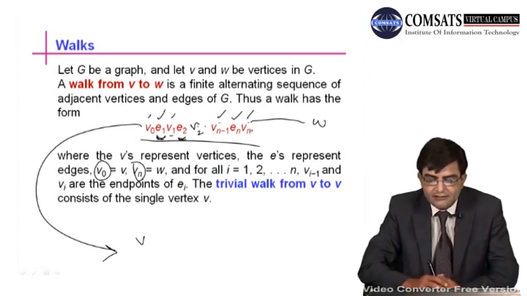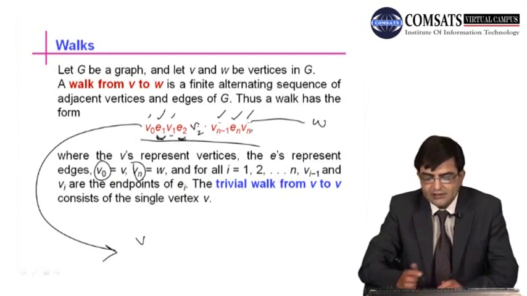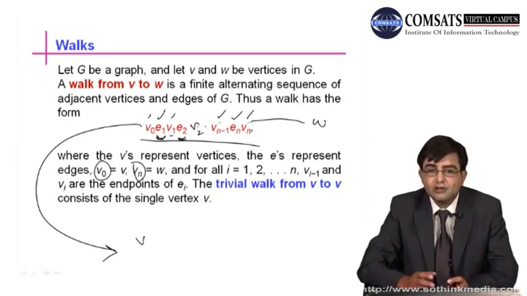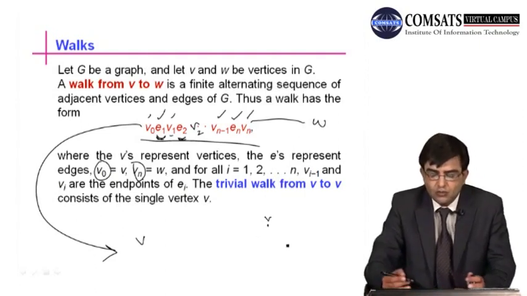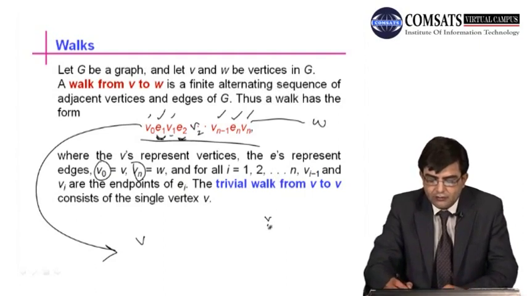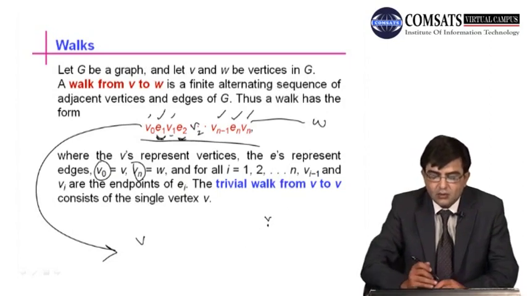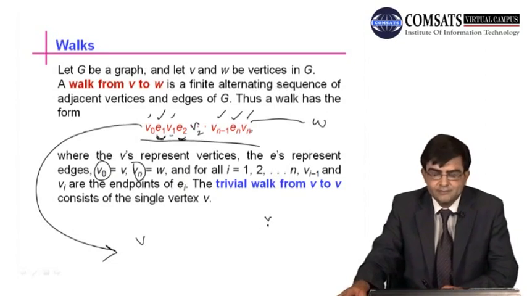The trivial walk from V to V consists of a single vertex V. That is, if you have an isolated vertex in a graph or some other vertex which is not isolated, then for this vertex V, a walk from V to V means we do not move here. A walk from V to V, that is standing still, is basically called a trivial walk from V to V, which consists of a single vertex.